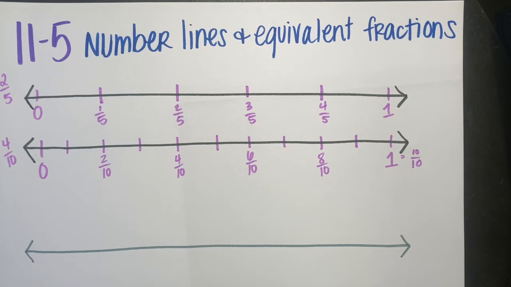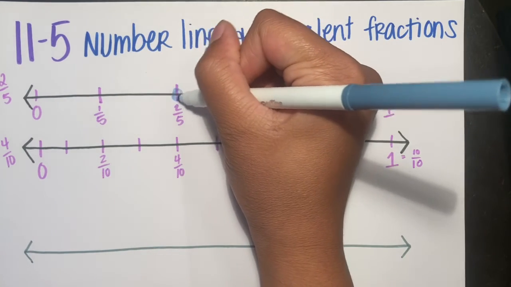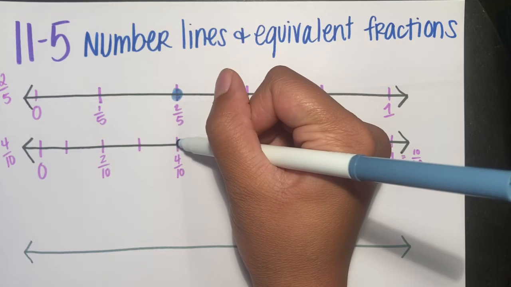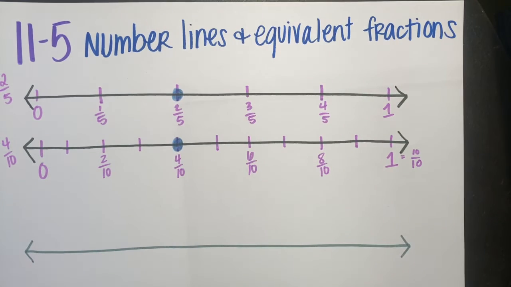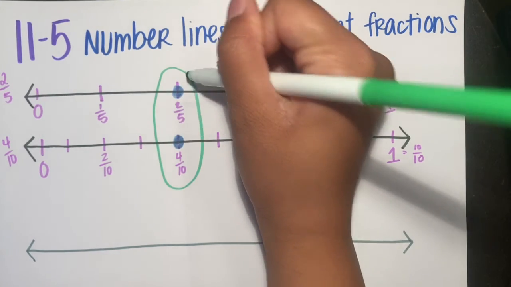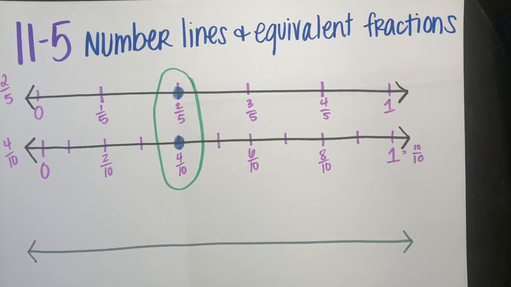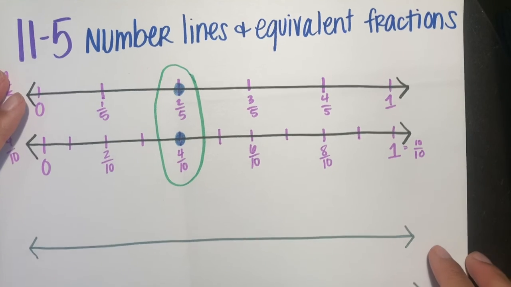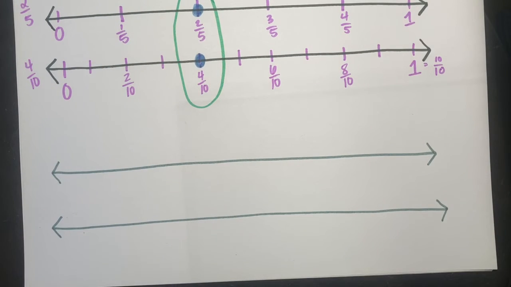Now, on the number line, I'm going to mark my spots. 2/5 and 4/10. Now, by taking our time and plotting these as accurately as possible, we can see that these are equivalent. They do line up. Now, let's do another set.